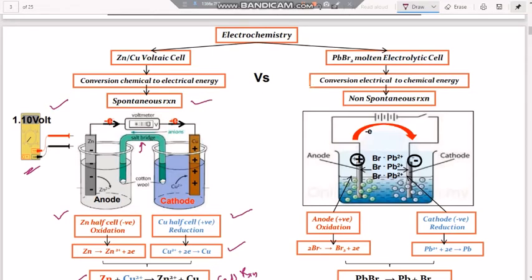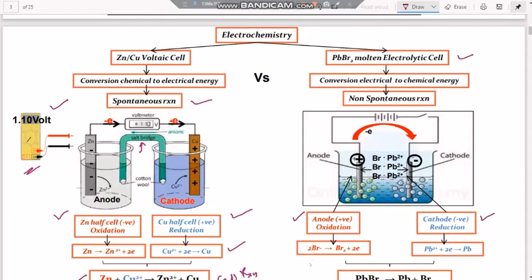the EMF of the cell. Moving on to the lead bromide molten electrolytic cell. That means here we have taken lead bromide. In this electrolytic cell, conversion of electrical energy to chemical energy takes place. So we will pass current into this solution. Then at the anode, the positive terminal, oxidation takes place, and at the negative terminal, the cathode, reduction takes place.